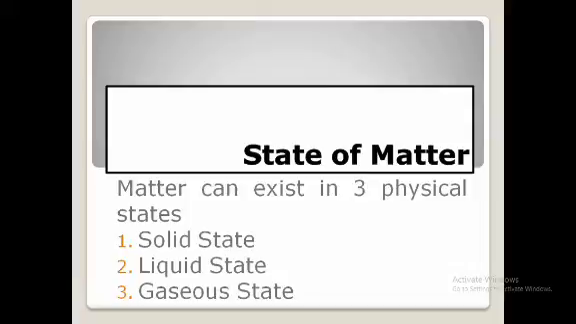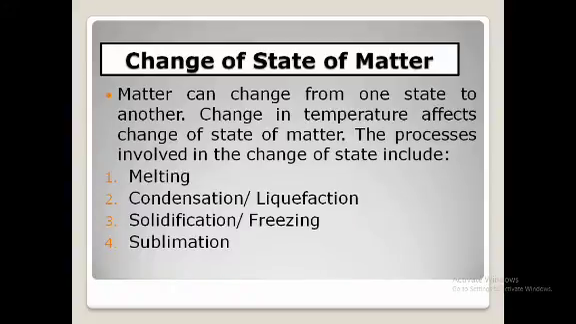So let's look at the states of matter. Now, matter can exist in three physical states. We have the solid state, the liquid state, and the gaseous state. Now, change of state of matter. Matter can change from one state to another. The change of state can be affected by the change in what? Temperature.